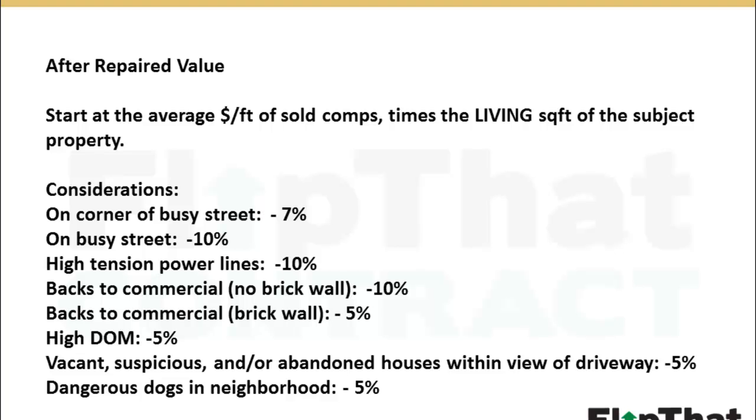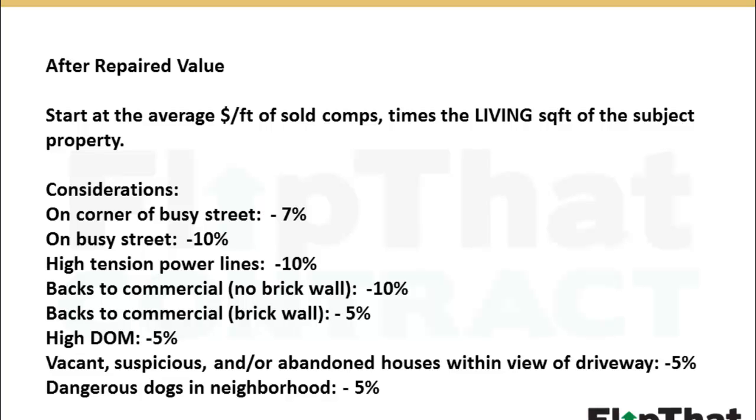ARV consideration, the after repaired value: start at the average dollar per square foot of sold comps times the living square footage of the subject property. Some considerations. On the corner of a busy street, take off about 7%. If it's actually on the busy street, 10%. High tension power lines adjacent to the property, minus 10%. Backs to commercial with no brick wall separating, minus 10%. If there is a brick wall separating, minus 5%. But if it's a huge looming project, you want to go ahead and take the 10% off.